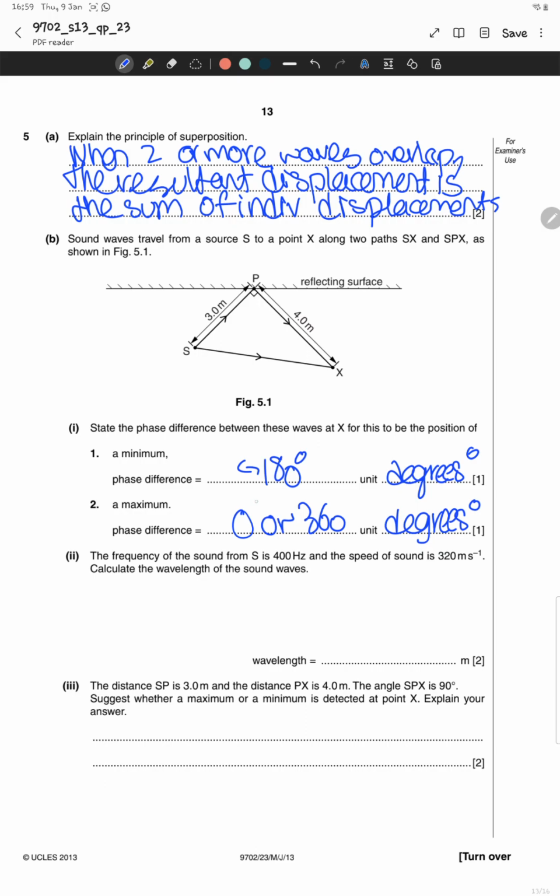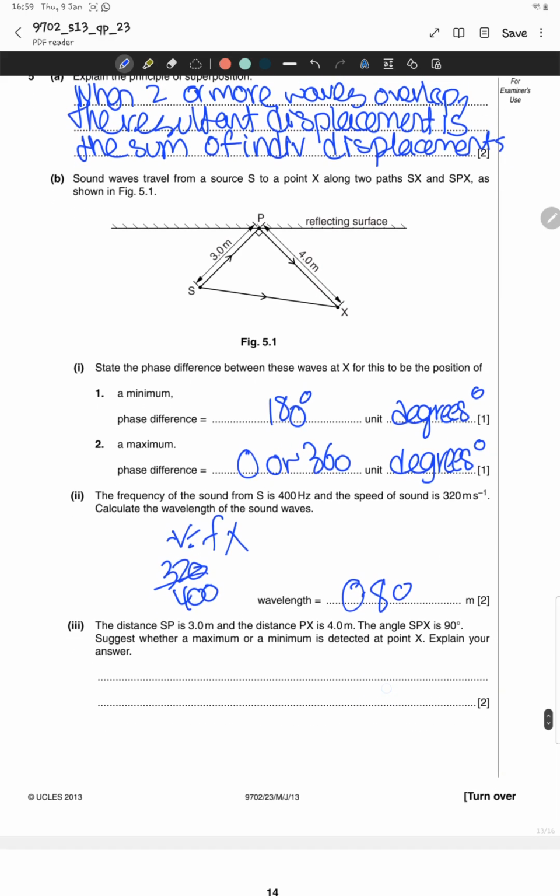The frequency of the sound from S is 400 hertz and the speed of sound is 320, so V equals f lambda, 320 divided by 400. That is 0.8. So distance SB is 3.0 and distance PX is 4.0. The angle SPX suggests whether the minimum or maximum is detected. First, let's find SX, which is 5 obviously, because this is Pythagoras: C squared equals A squared plus B squared.